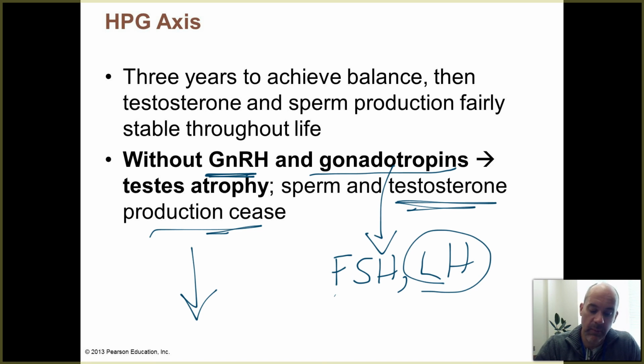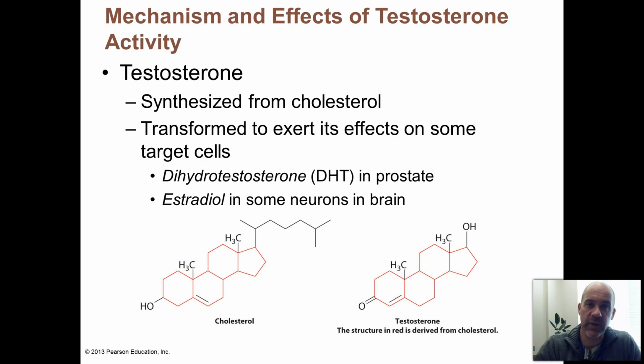So if you did have a problem with your anterior pituitary and you weren't secreting FSH and LH, you can imagine what some of the signs and symptoms might be in the male, because there's going to be a reduction in secondary sex characteristics if the male is not producing testosterone properly.